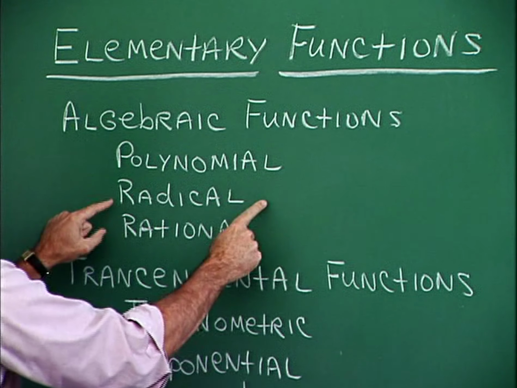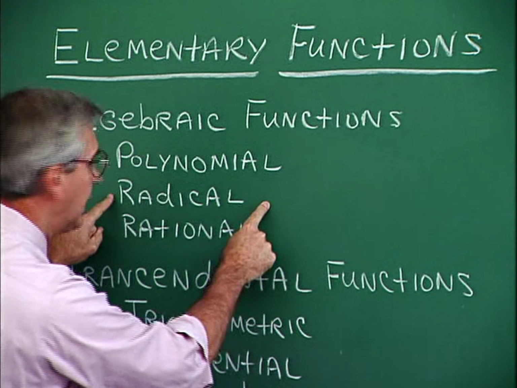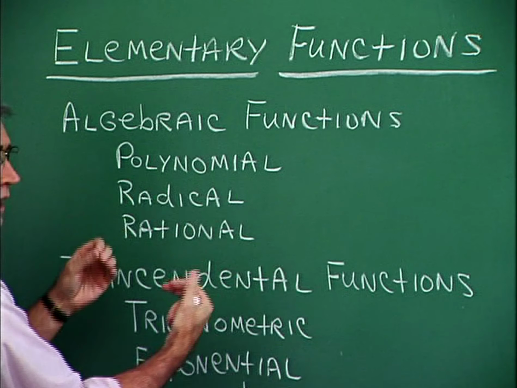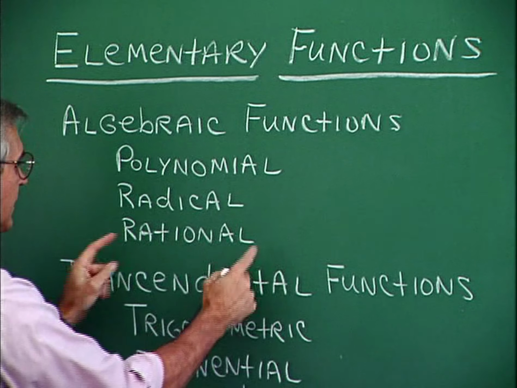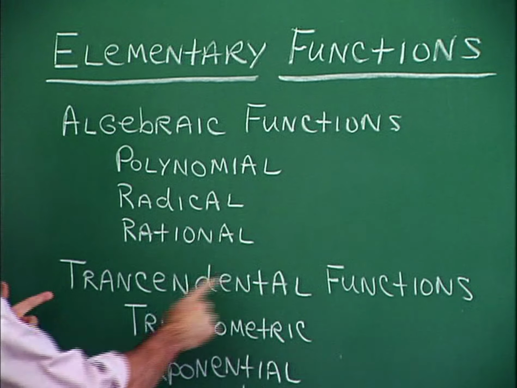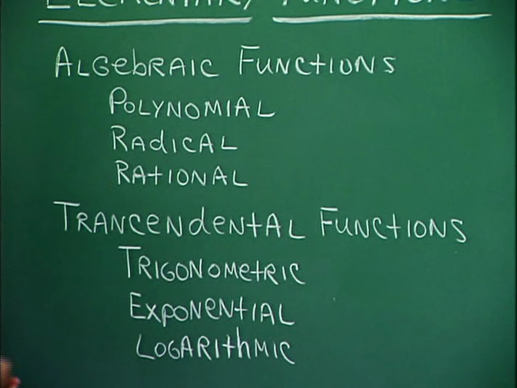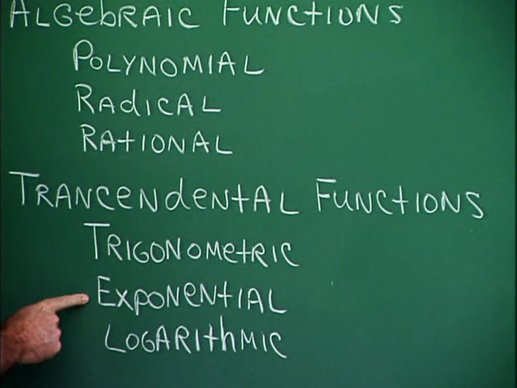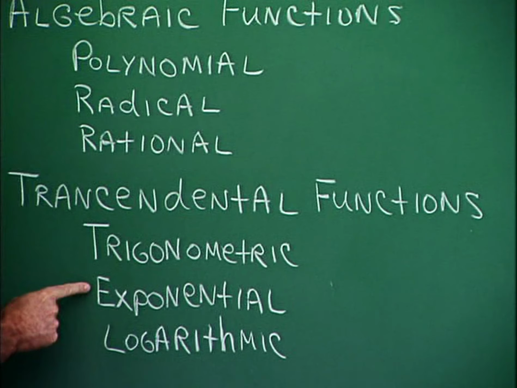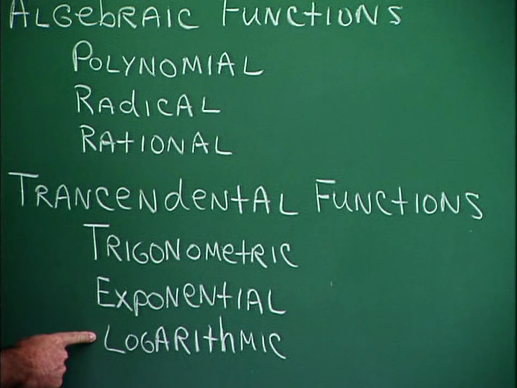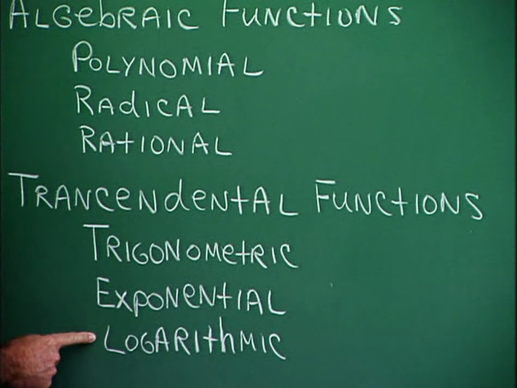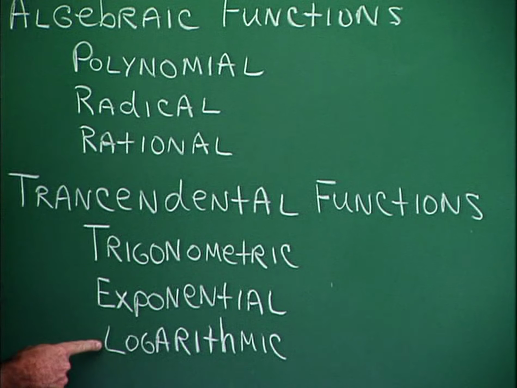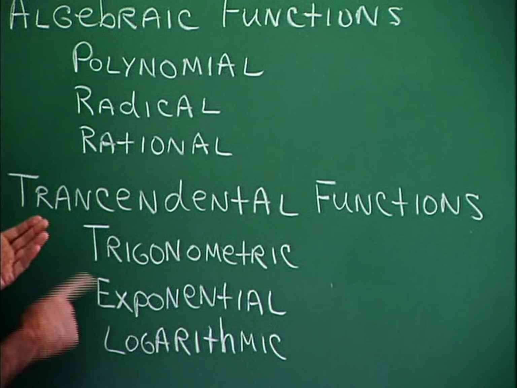All right, we have a pretty good idea of what radical functions are all about. They have a radical in them. Rational functions are functions that are in fraction form, where you actually have a polynomial in a denominator. Now the transcendental functions, the non-algebraic functions, are trigonometric functions, sine, cosine, tangent, and their inverses. Exponential and logarithmic functions, you recall that exponential and logarithmic functions as families of functions are inverses of one another. That is, every exponential function has a logarithmic function as its inverse, and vice versa.